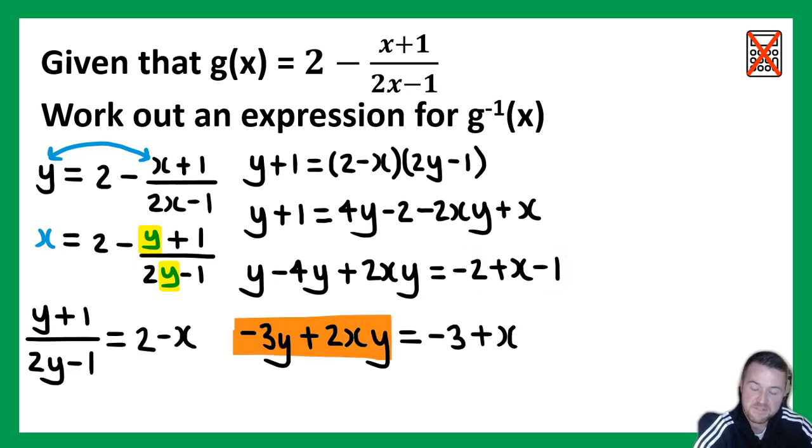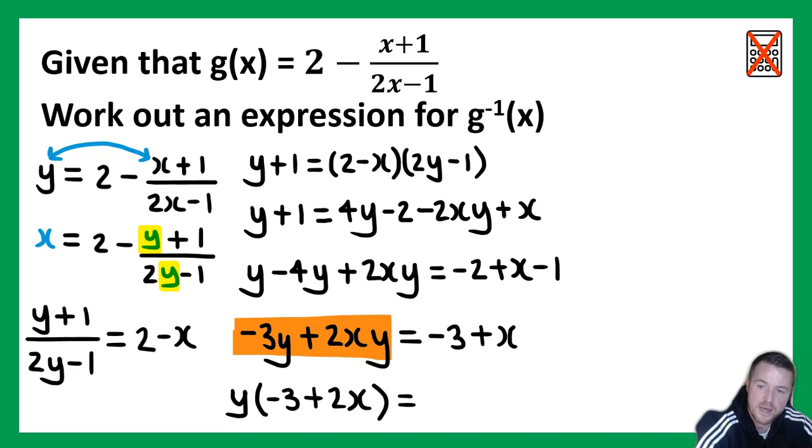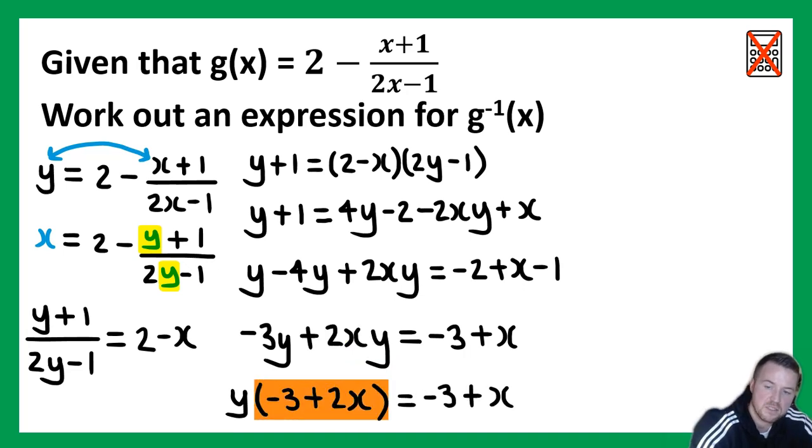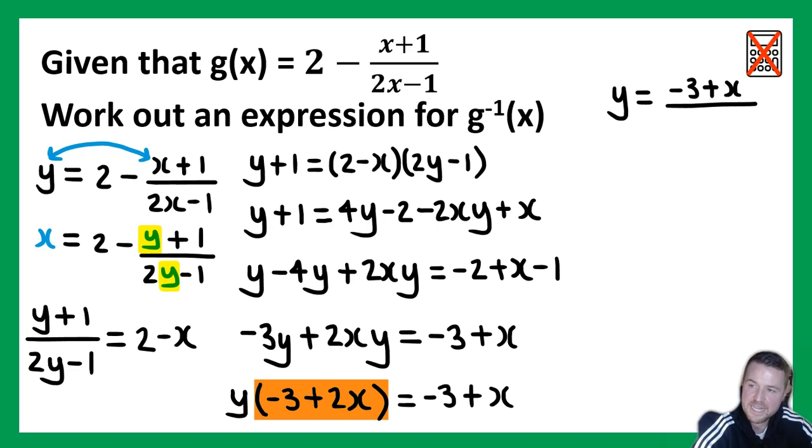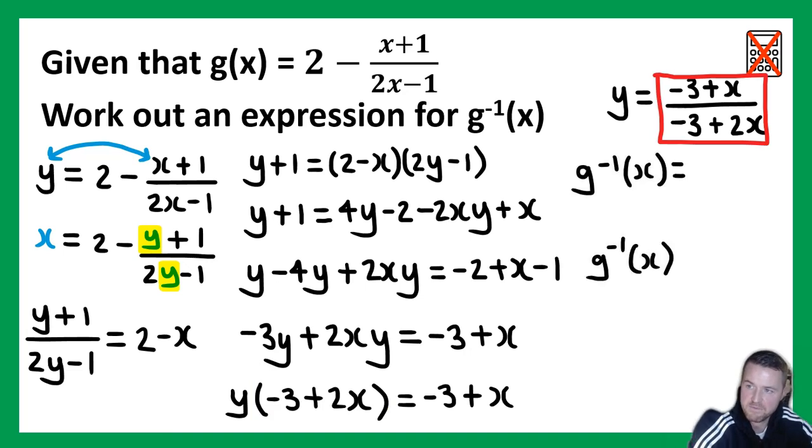This then allows me to factorise the left-hand side, leaving me with y by itself outside of a single bracket. Y bracket negative 3 plus 2x is equal to negative 3 plus x, and I can make y the subject by dividing through by this whole bracket, negative 3 plus 2x. So y is equal to negative 3 plus x over negative 3 plus 2x, meaning this is my inverse function.